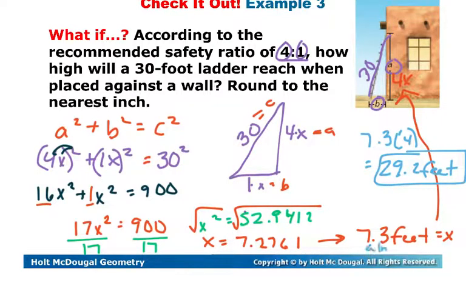So this is what I would call our almost answer, because most of the time you feel like once you get x, you're done. But of course we need to plug it into the problem, which said how tall will this ladder end up reaching, and it's 29.2 feet. So that's kind of its maximum safety angle.